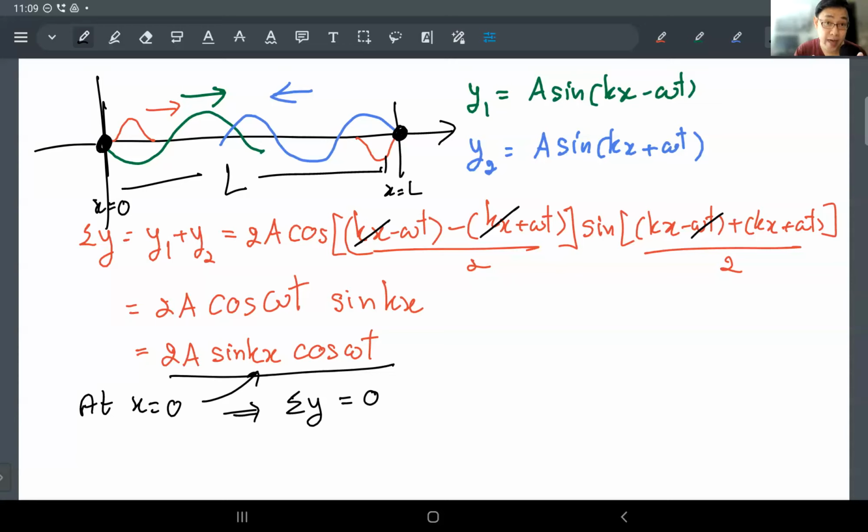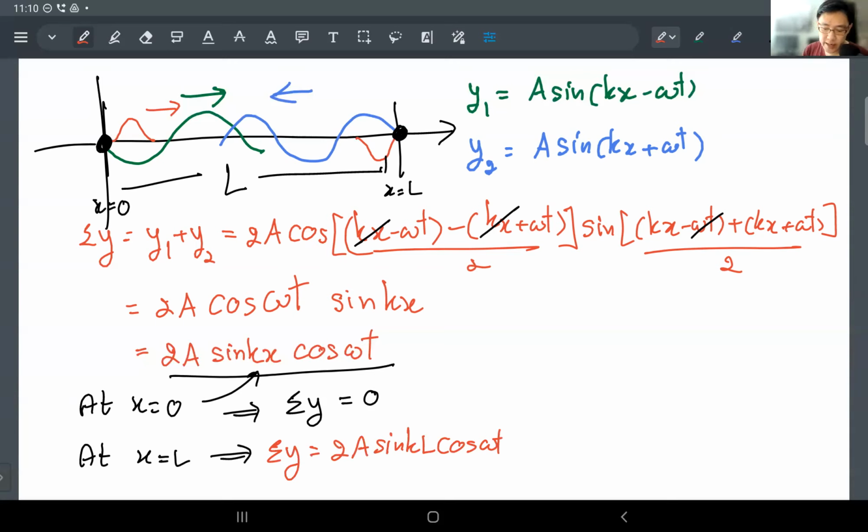All right, so I'll keep that. Now let's pay our attention to the right end of the string, the one at x equal to L. What happens when x equals L? You plug it in, and what you get is y total is 2a sine kL cosine omega t. What do you see here, guys? Well, this will never be 0 all the time.